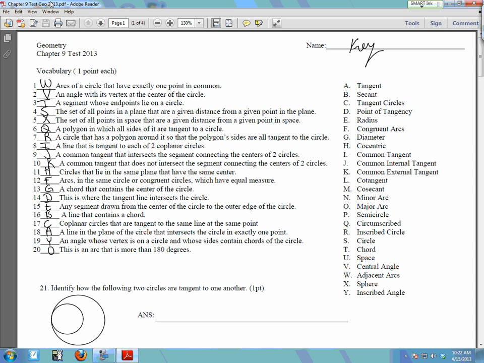Okay, this is the key for the Chapter 9 test. I've already got the vocabulary filled in here. Just go ahead and pause, and check those and go over those.